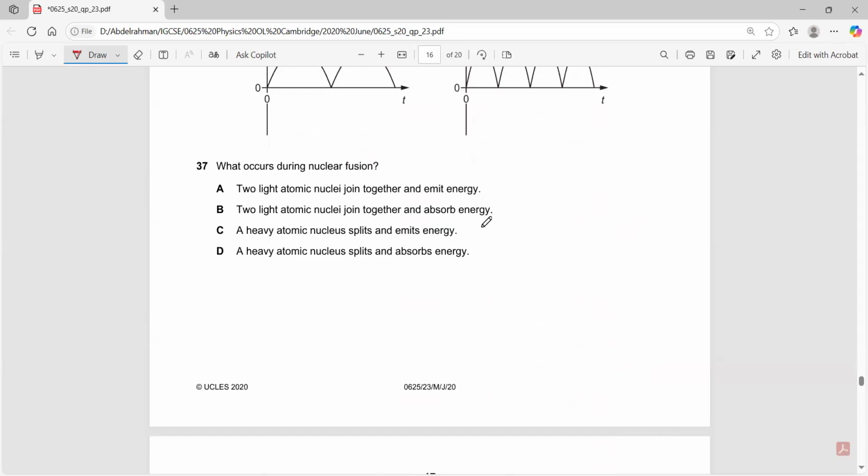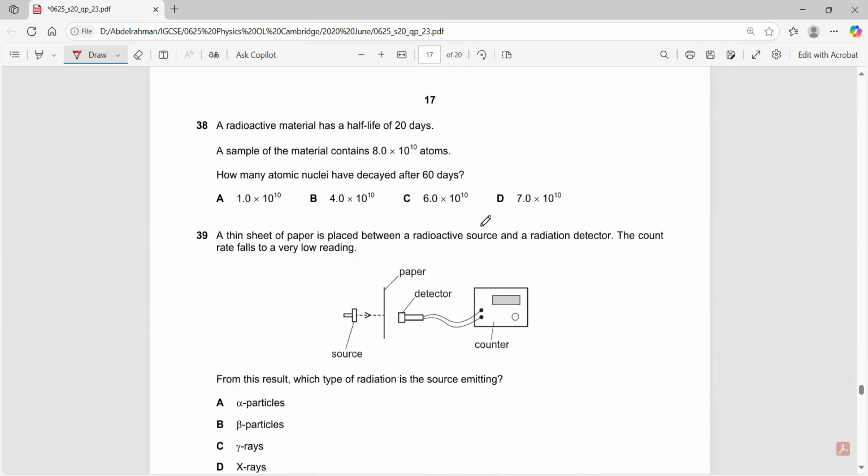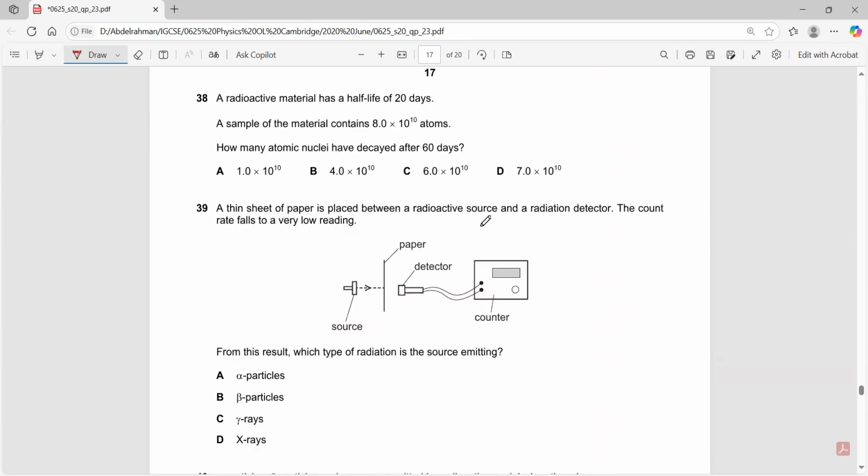37. What occurs during nuclear fusion? Fusion. So you join smaller atoms, right? Two light atomic nuclei join together and emit energy. A radioactive material has a half-life of 20 days. A sample of the material contains 8 times 10 to the power of 10 atoms. How many atomic nuclei have decayed after 60 days?